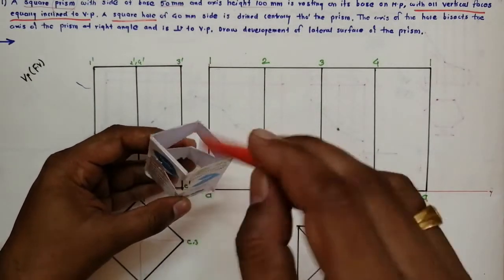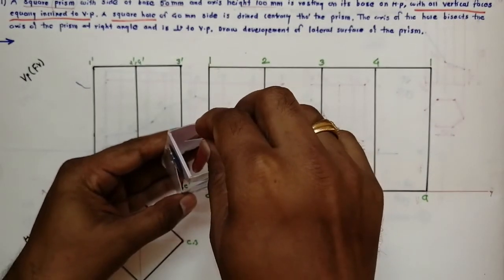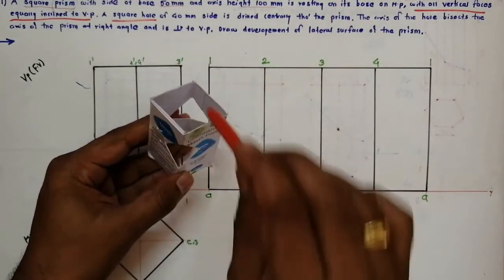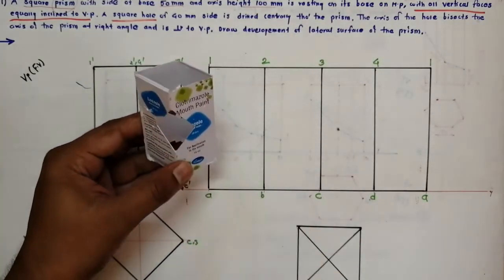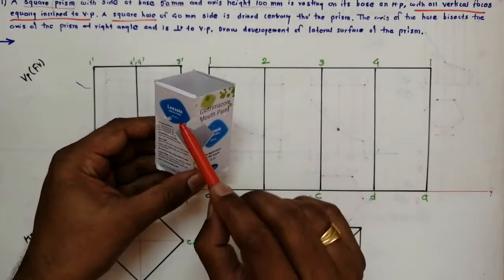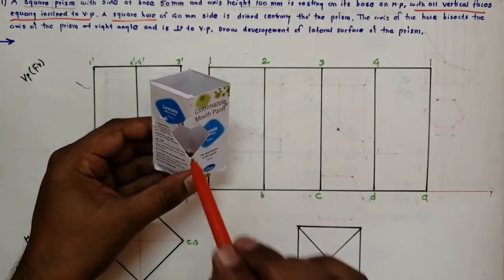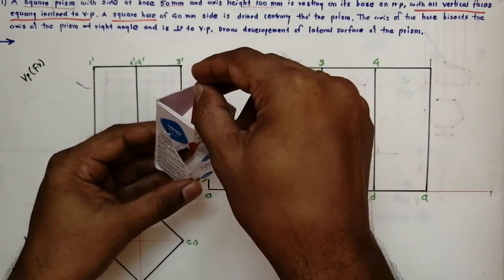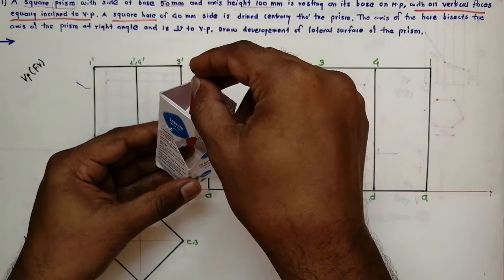So the axis of this prism is like this. This is vertical and this is like this. Okay, so both the axes intersect at right angles. So what is the condition? This is a square hole and the axis of this square hole is perpendicular to the axis of the main prism. Okay, so like this.